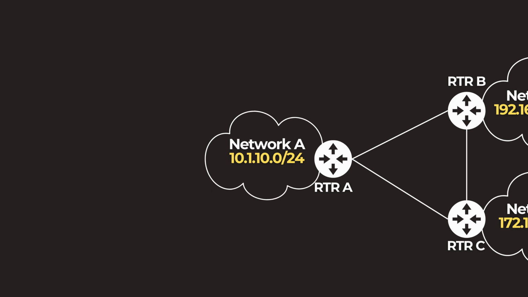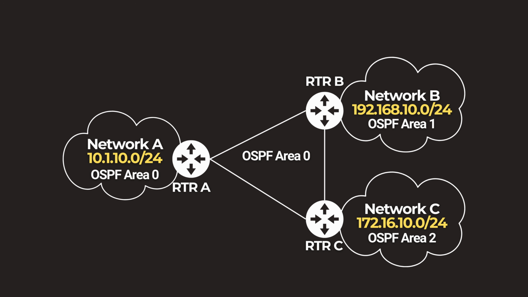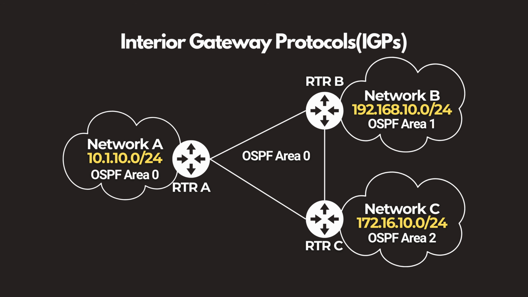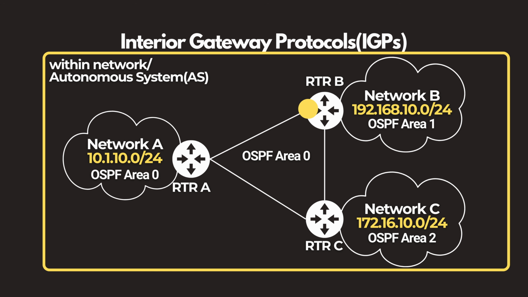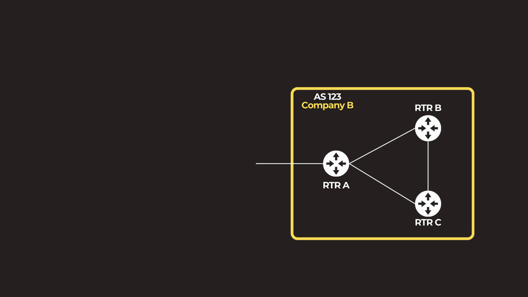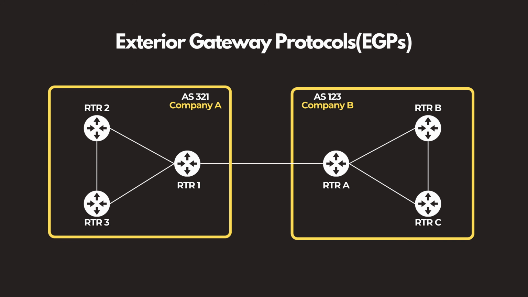Routing to other networks is managed through static routes or dynamic routing protocols. Dynamic routing protocols have two types. First are interior gateway protocols, which handle routing within your network. The most famous IGPs are OSPF and EIGRP. And to handle traffic outside your network, exterior gateway protocols are used. They route traffic between different organizations in the internet, an example of which is BGP. If you want to learn more about routing protocols, check out the link in the description.